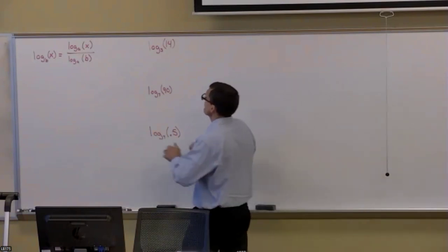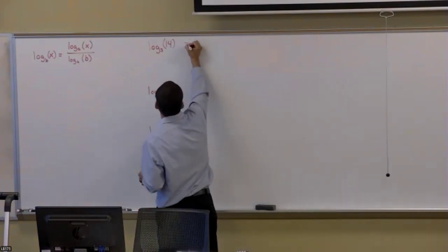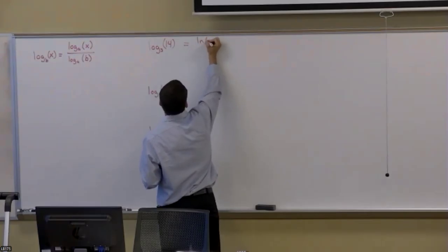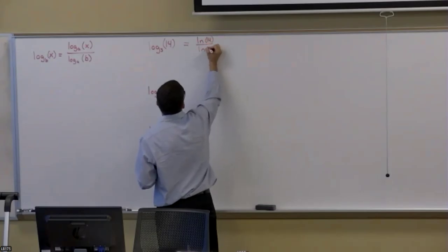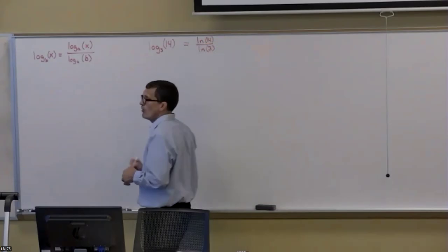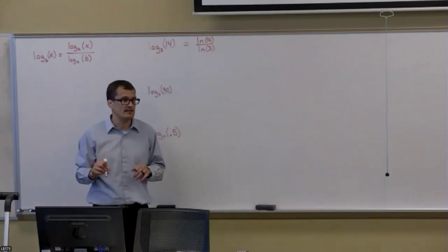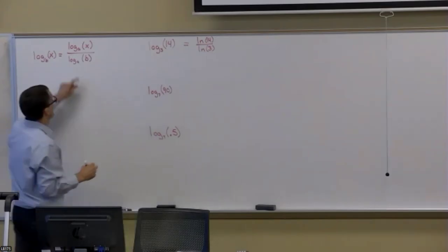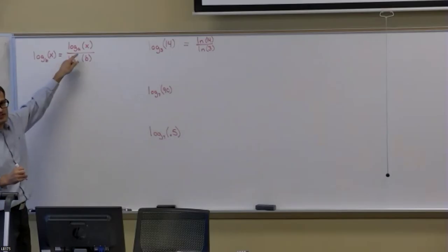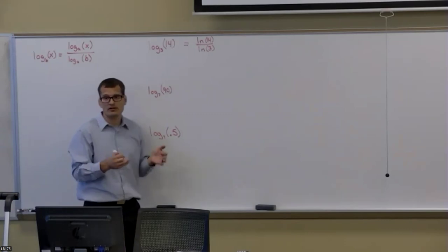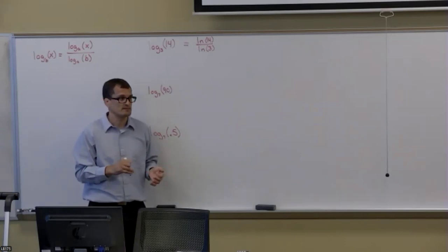So what I would do using the change of base rule to calculate this first one is I would either take the natural log of 14 and divide it by the natural log of 3, or you could take log base 10 of 14 divided by log base 10 of 3. Notice that it doesn't matter what the a is, right? You could use base e, you could use base 10. But our calculator has natural log, our calculator has log base 10.